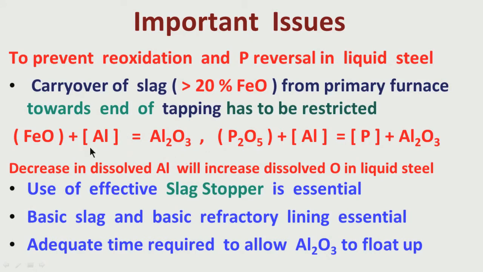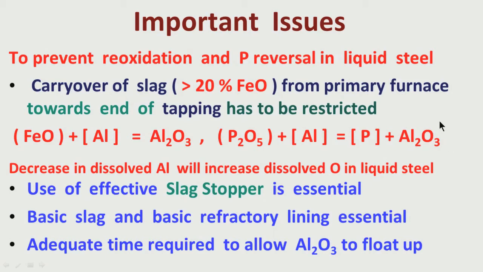In this process, what is happening? The dissolved aluminium in liquid steel is coming down. So, the steel is getting reoxidized, and what is the most potent element which will reoxidize first? Of course, it is aluminium. So, whatever FeO and MnO are there, they will react with aluminium in liquid steel and finally give rise to alumina. So, the problem is dissolved aluminium is coming down, phosphorus is getting reversed, that means phosphorus is increasing in liquid steel, and alumina is forming in liquid steel.